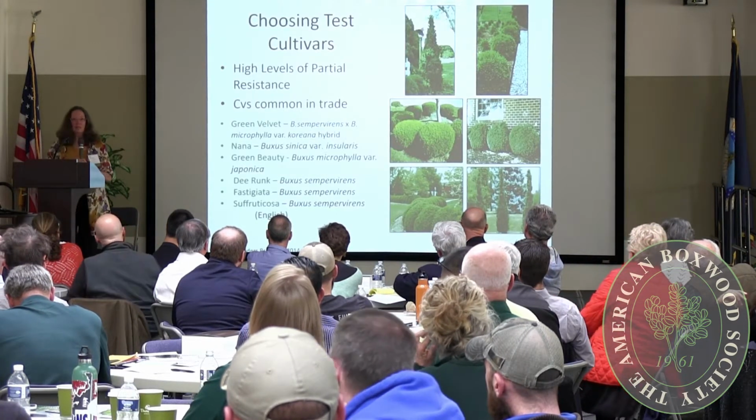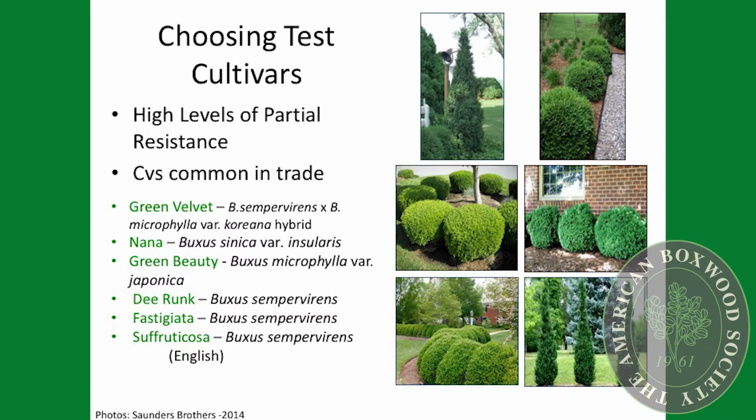So he's set up some experiments to start working in this area, and is trying to use a range of the boxwood in the trade that would be relevant to this question: Green Velvet and Nana and Green Beauty and Dee Runk and Fastigiata and Sempervirens Suffruticosa, which includes a lot of Asian types and one European type.